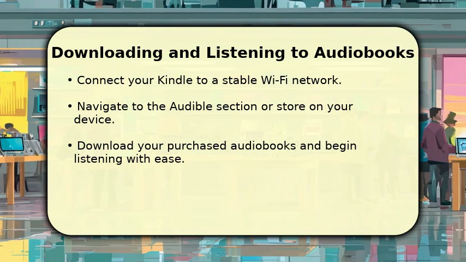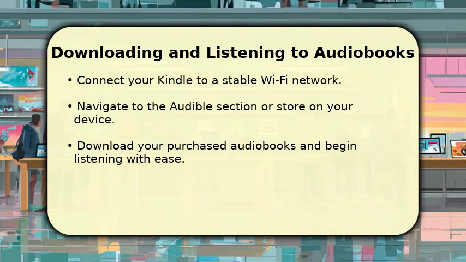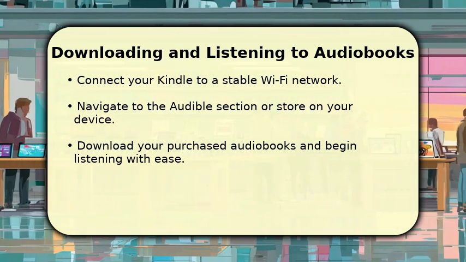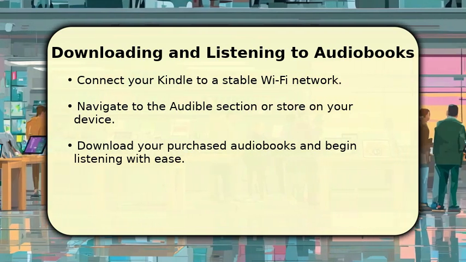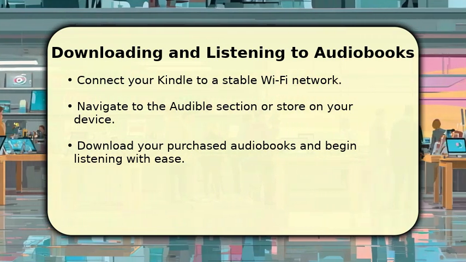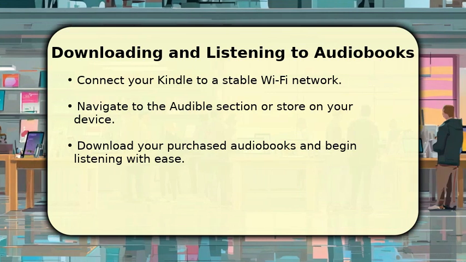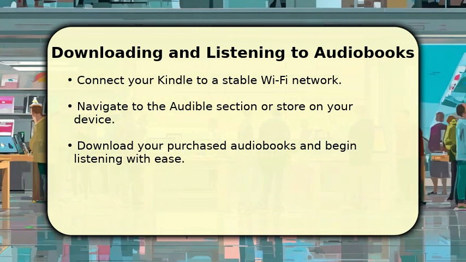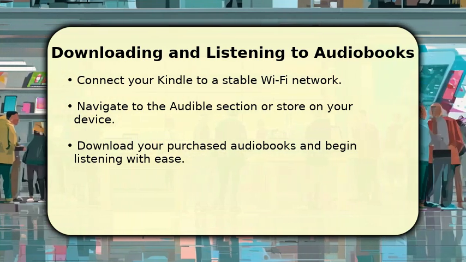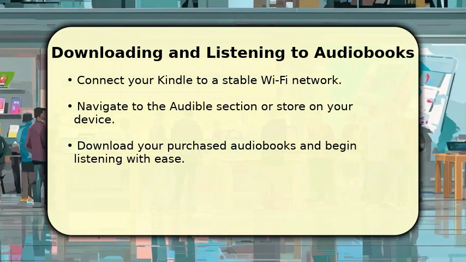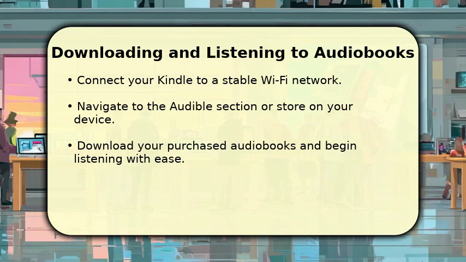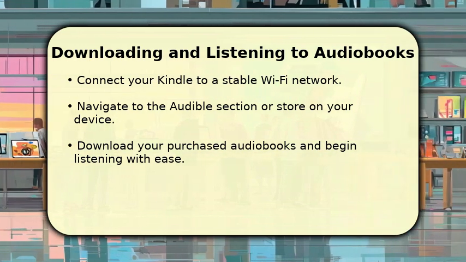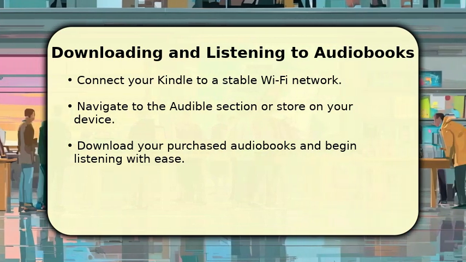Once your Kindle is compatible, downloading and playing Audible books is straightforward. Simply connect to Wi-Fi, then navigate to the Audible section or store on your device. You can browse and purchase new audiobooks or download ones you already own from your library. After downloading, just tap on the audiobook to begin listening. You can control playback, adjust volume, and even change the narration speed, all from your Kindle screen.